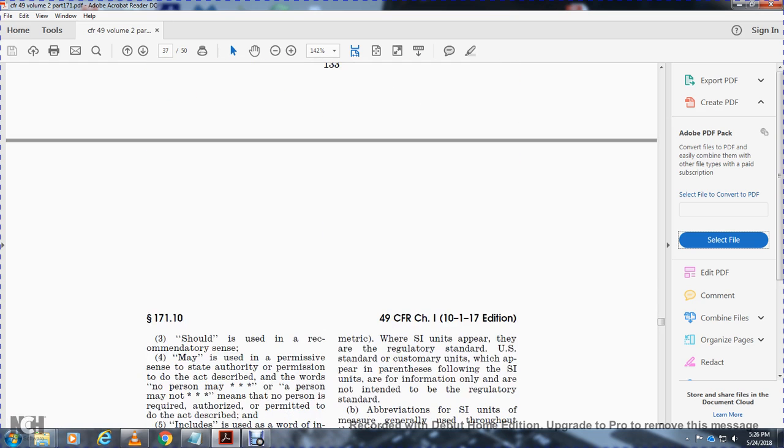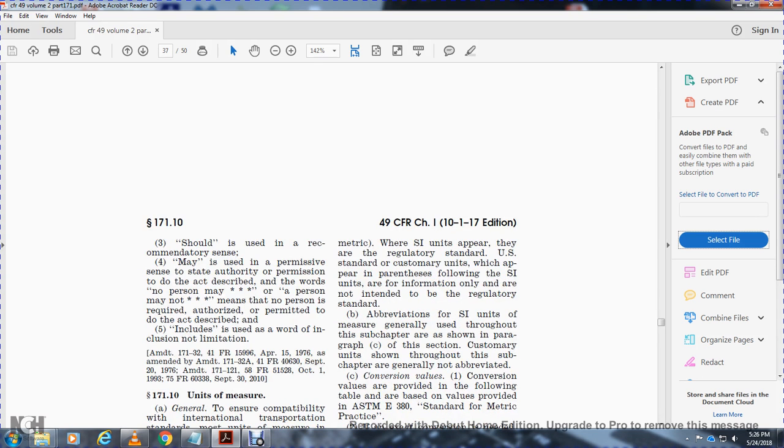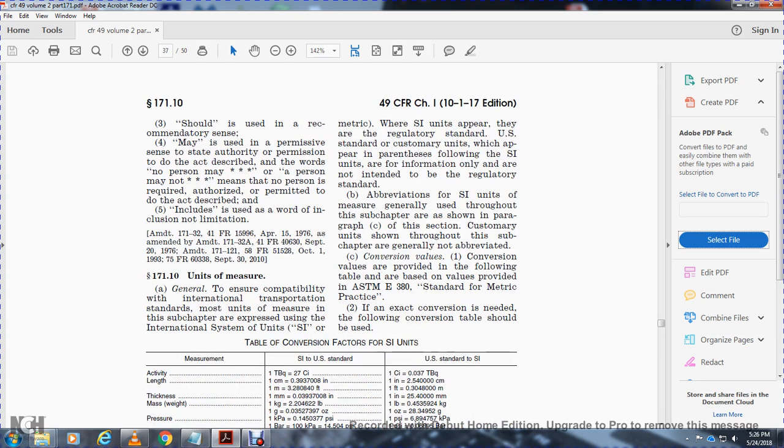"Should" is used in a recommended sense, and "may" is permissive, meaning the authority or permission to do something. The phrases "no person may" and "a person may not" mean that no person is required, authorized, or permitted to do the act as described. "Includes" is used to mean include, not in limitation.